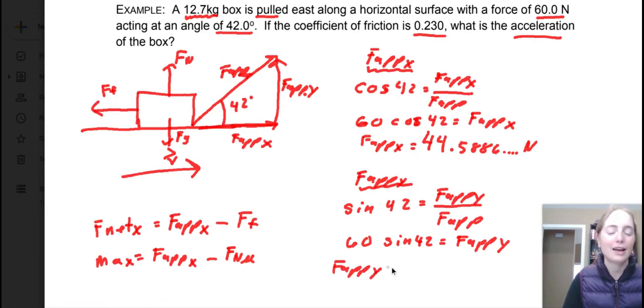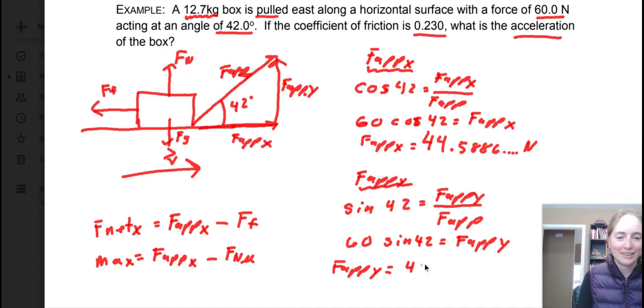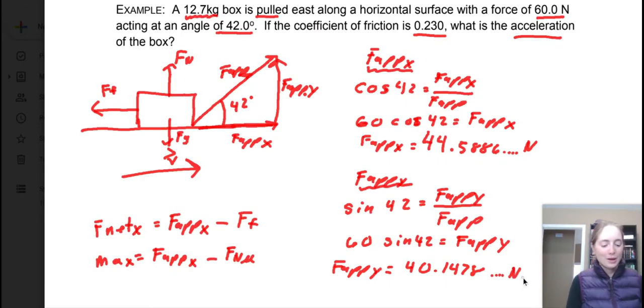Or as my last year's Physics 20s like to call it, FAPI. That's how it's spelled out there. Good. All right. So your force applied on the Y is 40.1478 newtons. Okay, so leave all those values in your calculator.